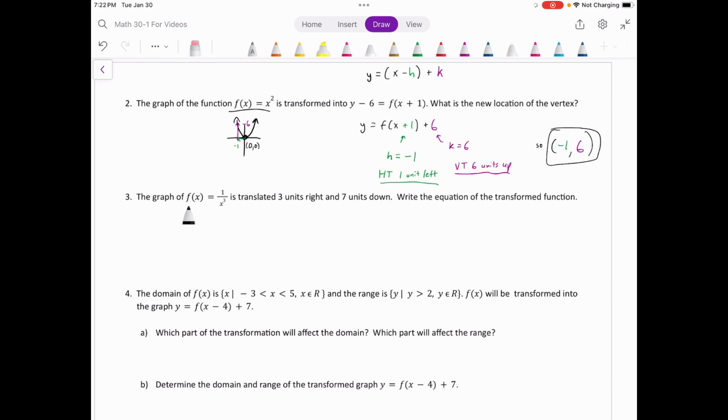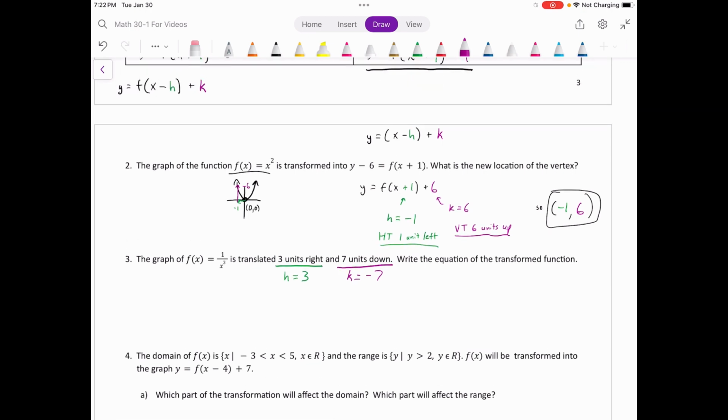The graph of f of x equals 1 over x cubed is translated 3 units right. So what does that tell me? 3 units to the right, h is positive 3. 7 units down, what does that tell me? k is negative 7. Write the equation of the transformed function. So when I'm dealing with these, first I write it out. We're not dealing with stretches yet.